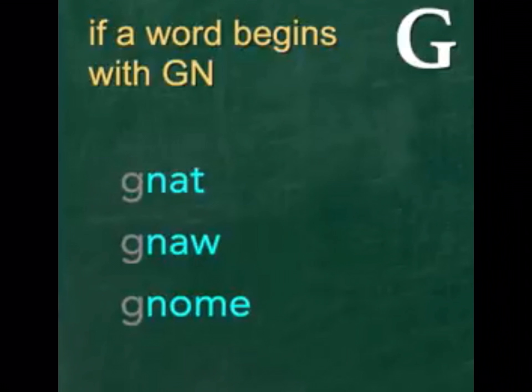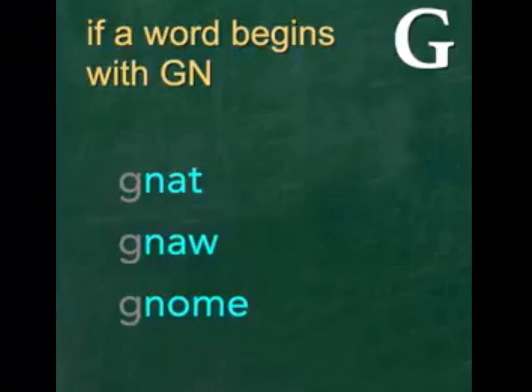Okay, now what about G? Well, we don't pronounce the G if it's followed by an N in the beginning of a word. There aren't many words like this, like gnat, gnaw, and gnome. Again, gnat, gnaw, and gnome. Like I said, there aren't many words.